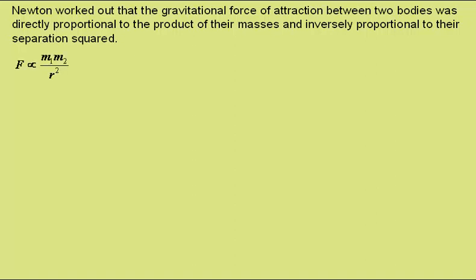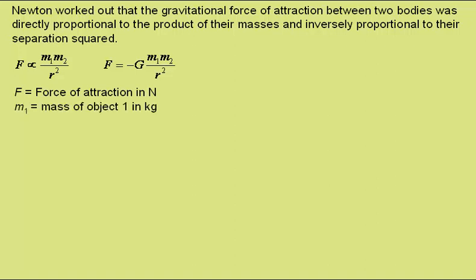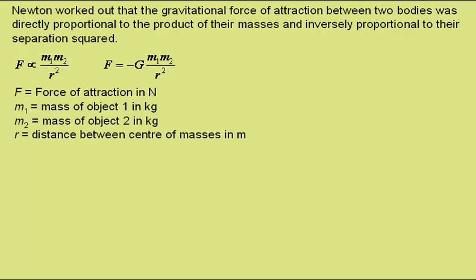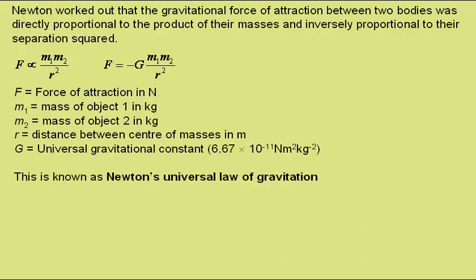We can write that like this, or adding a constant of proportionality like this, where F is the force of attraction between the two bodies, measured in newtons, m1, the mass of object 1 in kilograms, m2, the mass of object 2 in kilograms. R is the distance between the centre of masses of the two bodies, in meters, and G, the universal gravitational constant, which has a value of 6.67 times 10 to the minus 11 newtons meters squared per kilogram squared. This is known as Newton's universal law of gravitation.